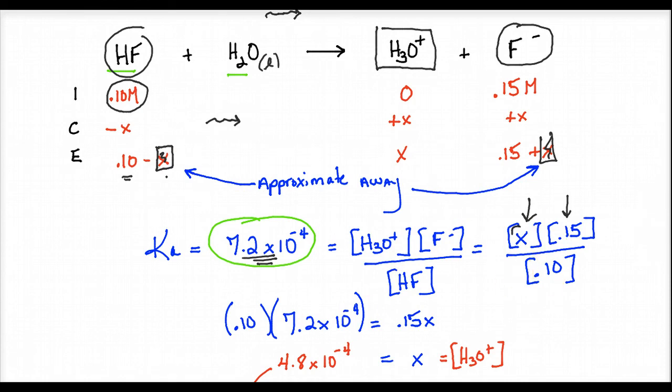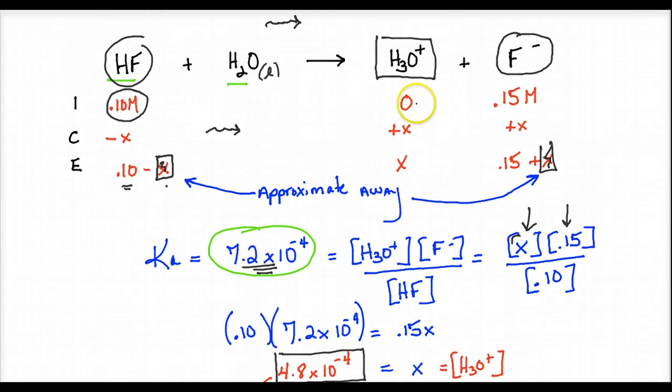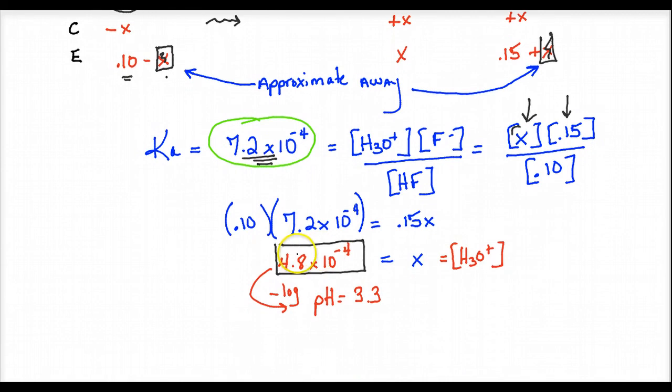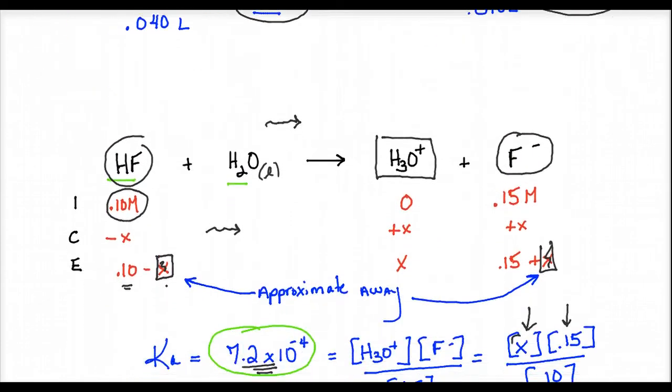And now I'm going to solve for X. This equals this. So when I solve for X, I get 4.18 times 10 to the negative 4. That's the concentration of my X, which has to be my H3O plus here. Now, negative log of that concentration gives me my pH. So the pH of this buffered solution is 3.3. And because it's buffered, it's not going to change much. And that's how we do this problem.